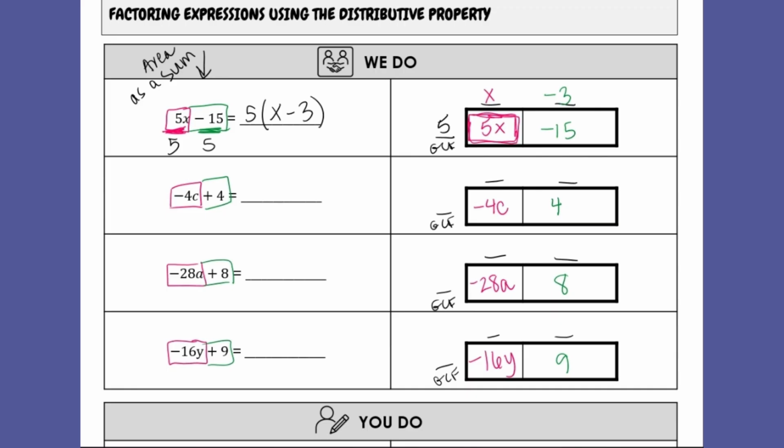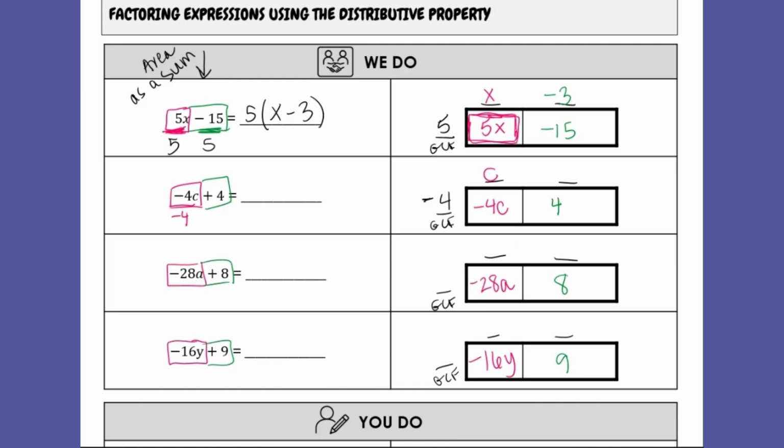Okay, we look at the next example. We have negative 4c plus 4. I look at negative 4 and 4, and right away they're matching numbers. So you can realize that 4 would be the greatest common factor here. My first term is negative, so my greatest common factor is actually going to be negative 4. When I'm filling in the blanks, I'm thinking negative 4 times what would give me negative 4c? Negative 4 times c would give me negative 4c. If I showed it as division, negative 4c divided by negative 4 would also give me c.